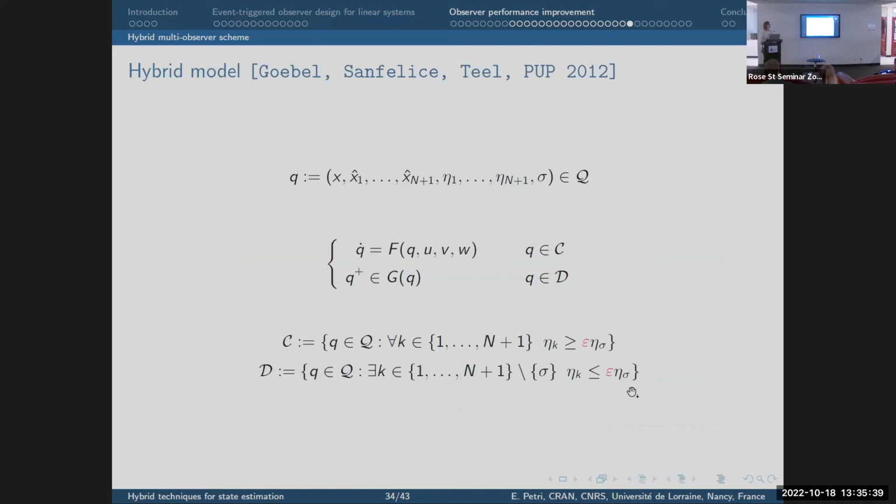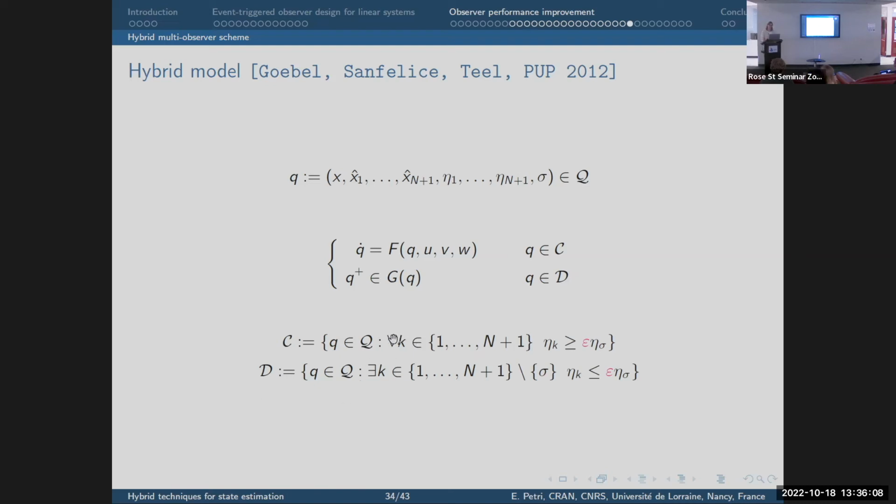We can now model the overall system as a hybrid system using the formalism of Goebel, Sanfelice, and Teel. We first define the overall state of the system in this way. That is the system state x, the state estimate of all modes of the multi-observer, all the monitoring variables, and this signal sigma that tells us which mode we consider at any time instant. And we use the flow and jump sets to decide when we need to switch the mode we consider.